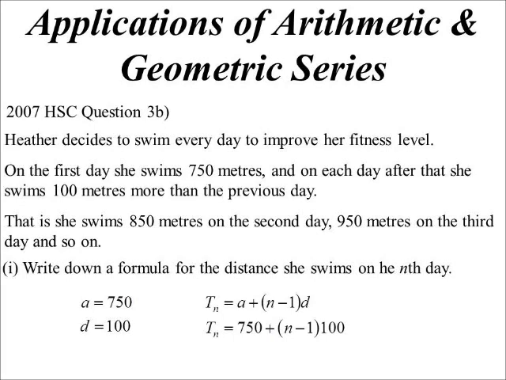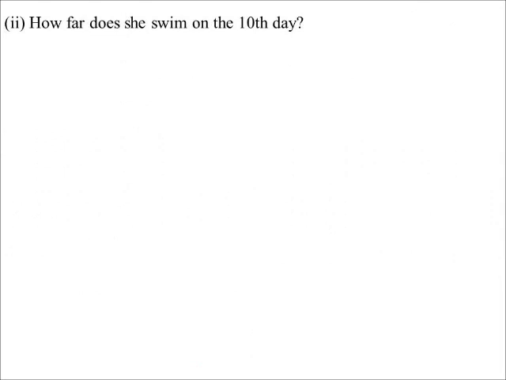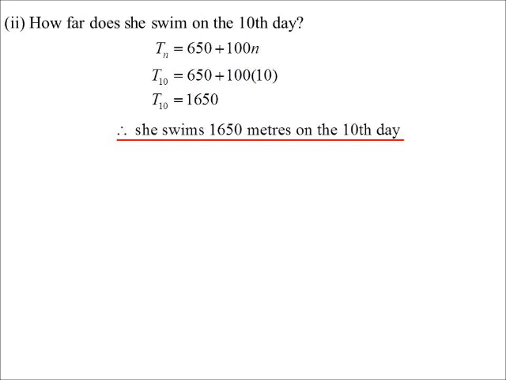So a plus n minus 1 d is our general term. Subbing it in, we get a formula for the nth day. Now that we've worked out a formula, we can work out on any particular day how far she's going to swim. So how about the 10th day? It's the same as all our normal arithmetic sequence questions. Let's sub into our formula. 1,650 metres on the 10th day. Remember, the longest Olympic swimming event is 1,500 metres in the pool. Okay, I suppose they do longer ones in the open water.